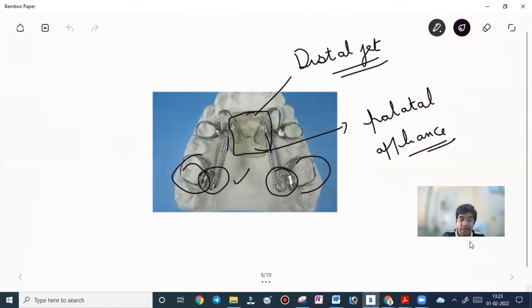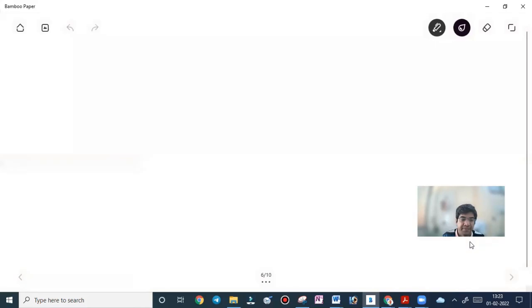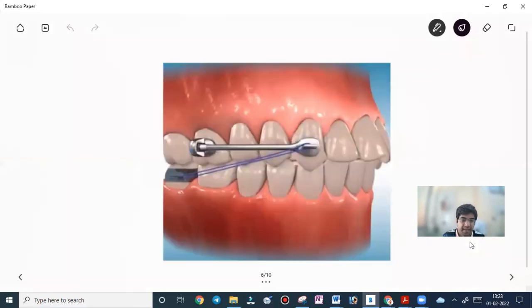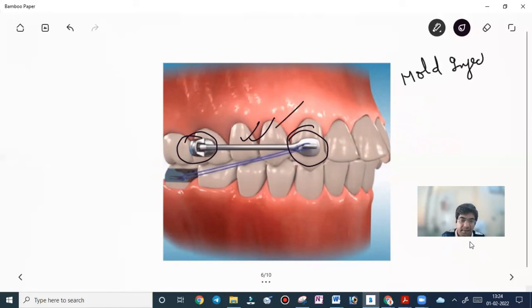Another appliance that is used is the Carriere distalizer that is bonded to the canine and the first molar. Dr. Carriere developed a new class 2 distalizer with advanced computer technology. It is made up of mold injected nickel-free titanium steel.